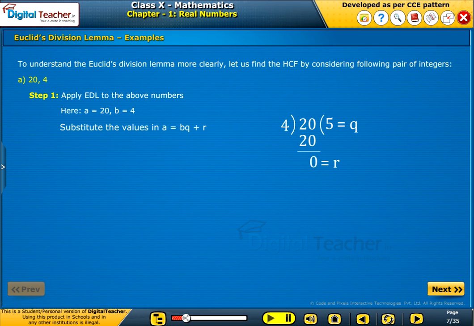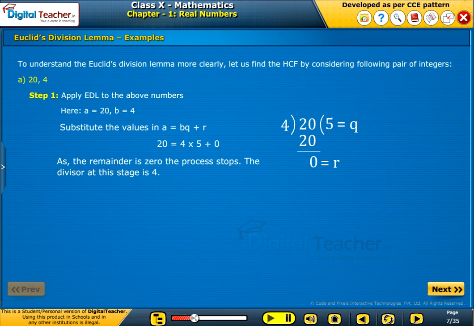Substitute the values in a is equal to bq plus r. So when 20 is divided by 4, we obtain quotient q as 5 and remainder r is equal to 0. Substituting the obtained values of q and r in the above expression, we obtain both LHS and RHS equal. That is, 20 is equal to 4 into 5 plus 0. As the remainder is 0, the process stops. The divisor at this stage is 4. Therefore, HCF is equal to 4.